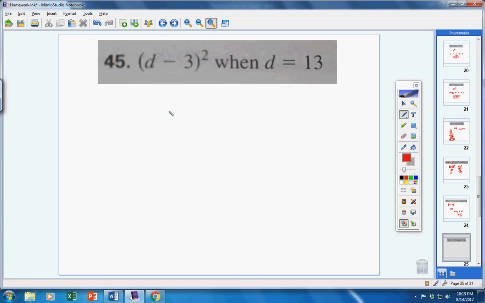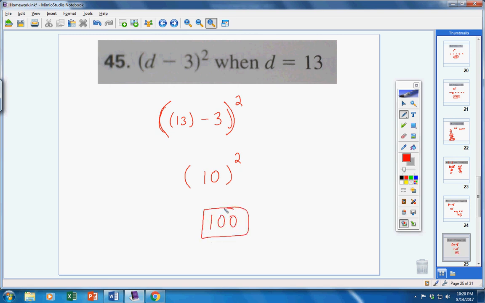Number 45. Alright, here we go. I have a big parenthesis with a power of 2 outside. Here's a D, and D is 13, so I put my parentheses. 13 minus 3. So everything inside the parentheses goes to the 2nd power. So let's simplify this down to one number. I have 13 minus 3, which is 10 to the 2nd power, and 10 times 10 is 100.